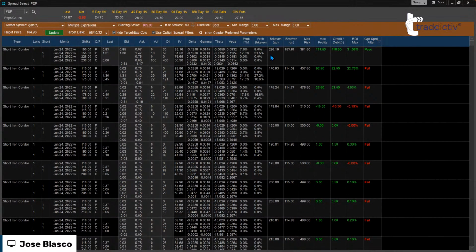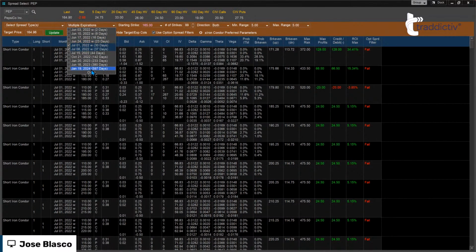Okay, June 24, only one passes. We got missing quotes. Okay, lack of liquidity here, so I'm not happy to see this. So I'm just gonna ignore it. What else do we have? July 1st.